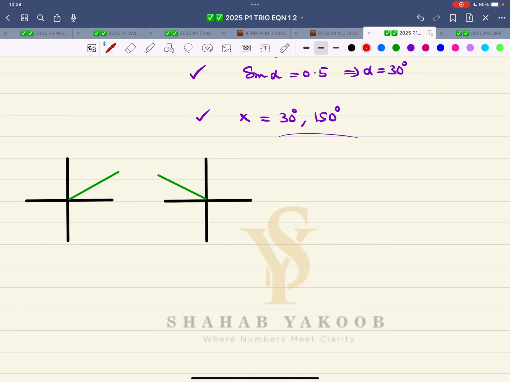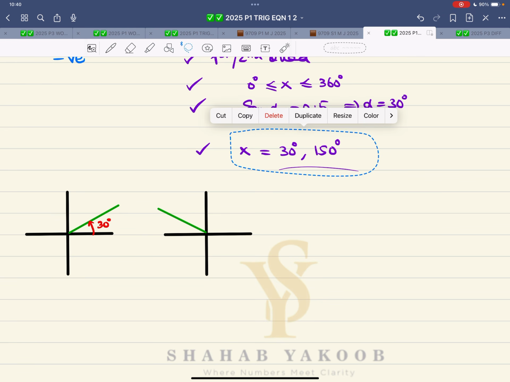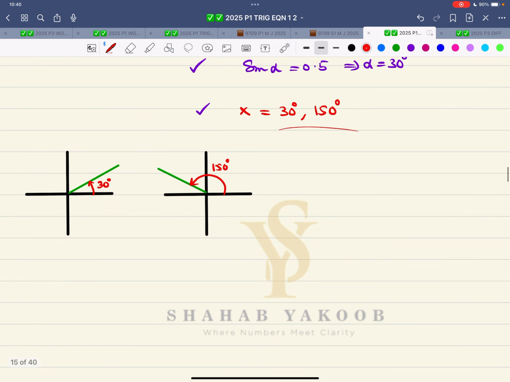So now the red angle, that is the anti-clockwise angle. This is 30 degrees. That is the red angle. And this angle is 150 degrees. Got the idea? So now what are the clockwise alternatives? The clockwise alternatives are this thing, that is 330 degrees clockwise, which can be written as negative 330 degrees. Over here, this one is 210 degrees clockwise, which is written as negative 210 degrees.